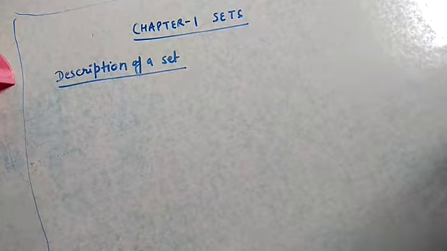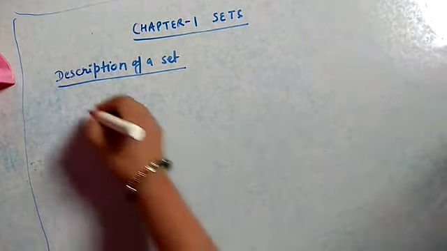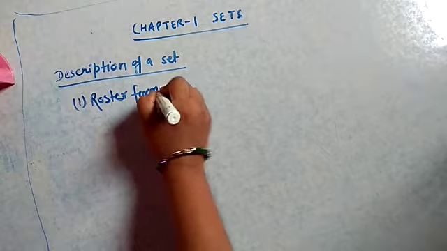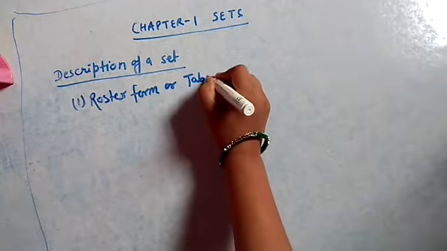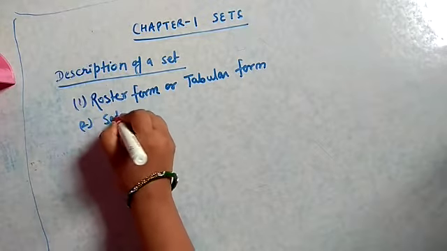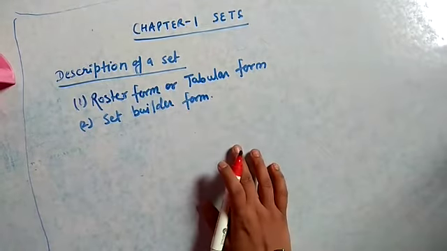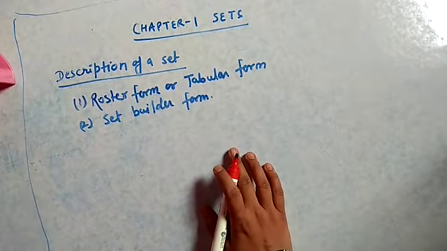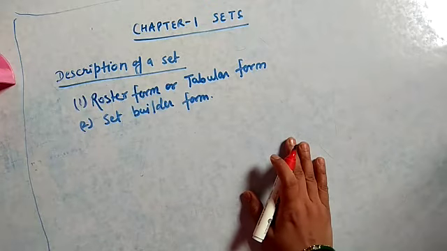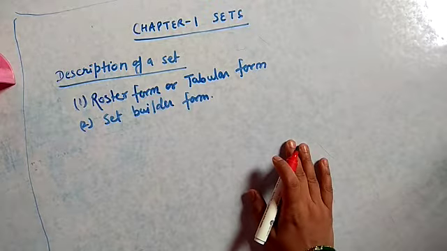See, a set is often described in the following two forms. Number one is roster form or tabular form, and second, set builder form. We have two methods for writing a set. Number one, roster form or tabular form, and number two is set builder form. So let us discuss what is the difference between these two methods and how we can write the given sets in these two methods.